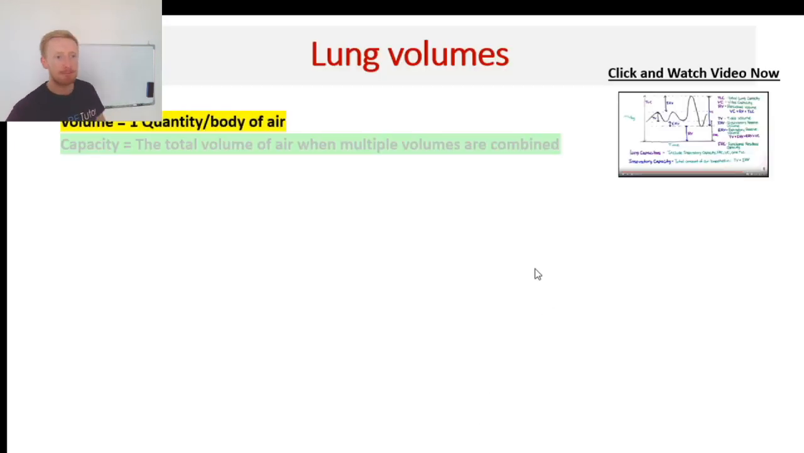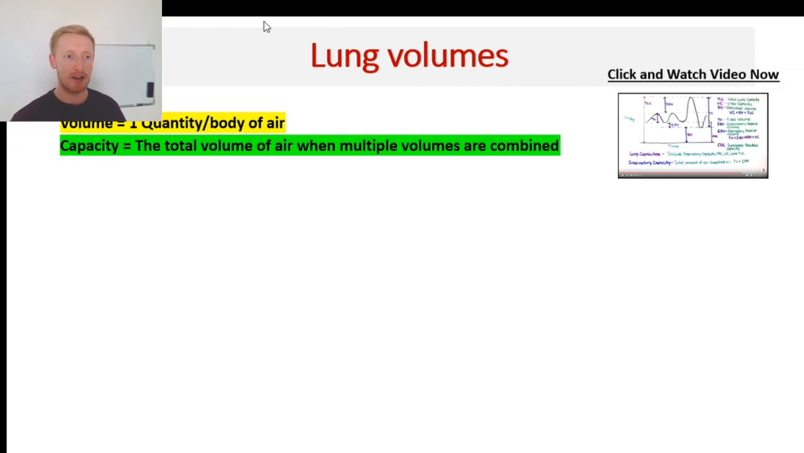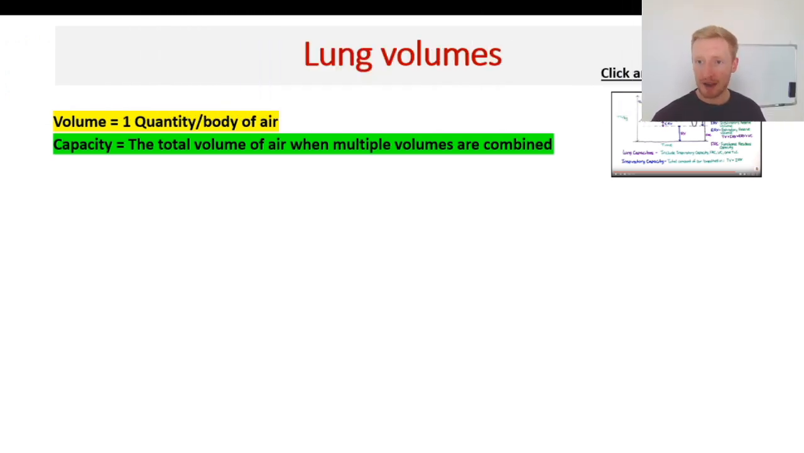We have two different terms that we use, volume and capacity. So it could be vital capacity, it could be tidal volume. We have these two different phrases, and the key difference is volume refers to one body of air, whereas capacity is almost a figure or a sum, a combination of a couple of separate volumes that interact or add together to then create a capacity.